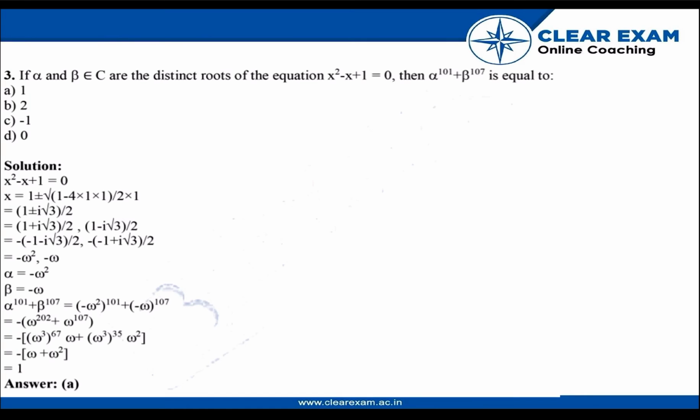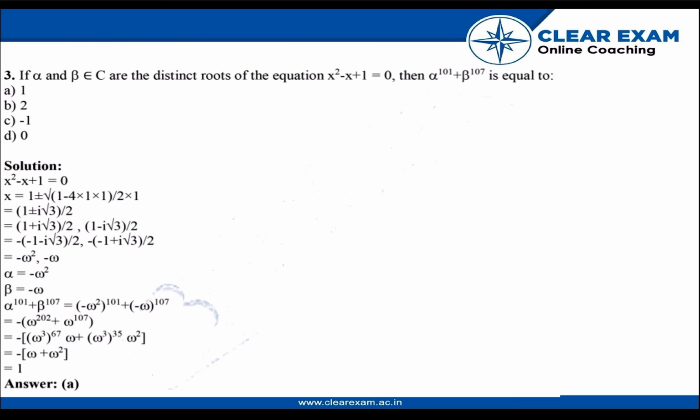Hi guys, today we are going to solve this complex number question. If alpha and beta belonging to complex numbers are the distinct roots of the equation x square minus x plus 1 equals 0, then alpha to the power 101 plus beta to the power 107 is equal to.